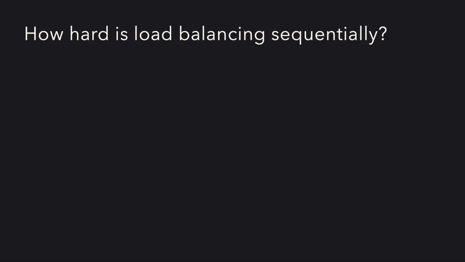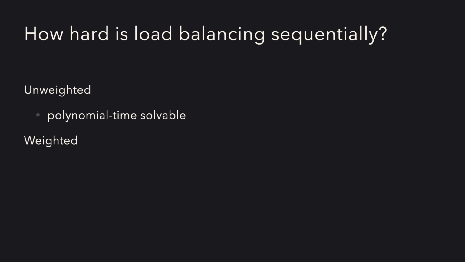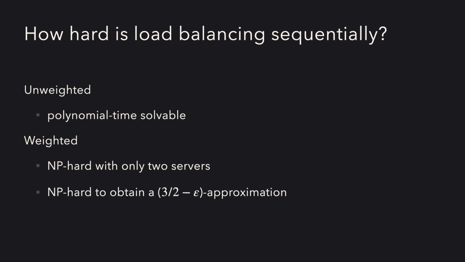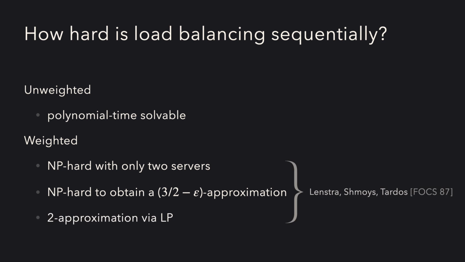Before considering the load balancing problem in the distributed setting, let's quickly see what's known about the problem in the sequential world. When the clients are unweighted, it's well known that the problem can be solved exactly in polynomial time. However, when the clients come with weights, the problem is already NP-hard when there are just two servers, and moreover, it's NP-hard to obtain a better than 3/2 approximation. On the positive side, a 2 approximation is known, and we'll see the high-level approach of this 2 approximation later in the talk.